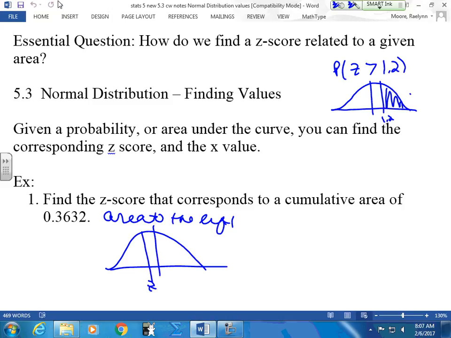Now what they do, and you kind of know this with your table, you take out your table 4, you notice your negatives go from 0 all the way up to 0.5, right? From negative 3.49 all the way up to the 0. That's when your area is less than 50, which makes sense. If it's a positive, your area starts at 50 and goes all the way up to like 0.9999, and technically never hits 1, but close enough.